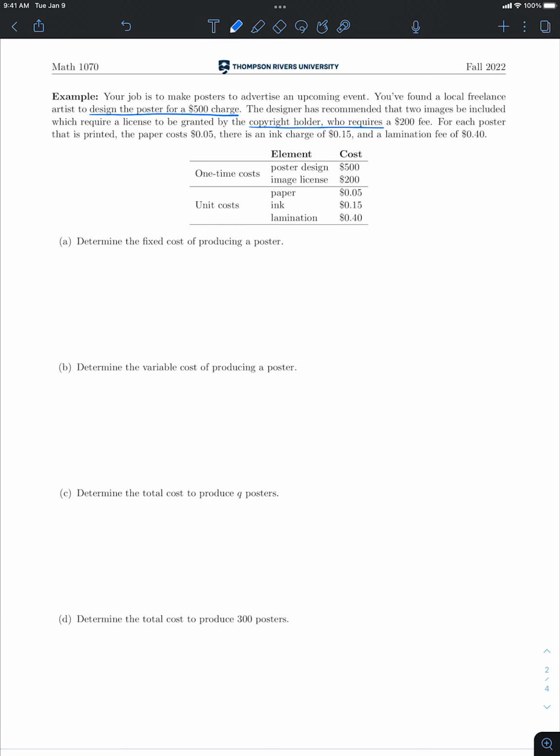And that again, that's going to be another fixed cost because that's something you just have to pay once. You don't have to pay that fee over and over again every time you produce a poster. You just have to pay it once at the beginning. You can produce as many posters as you like.